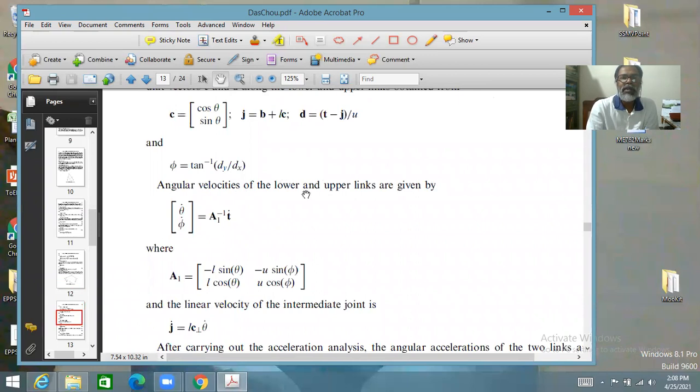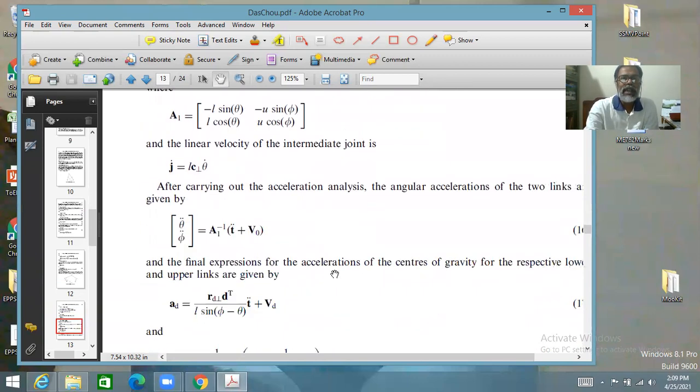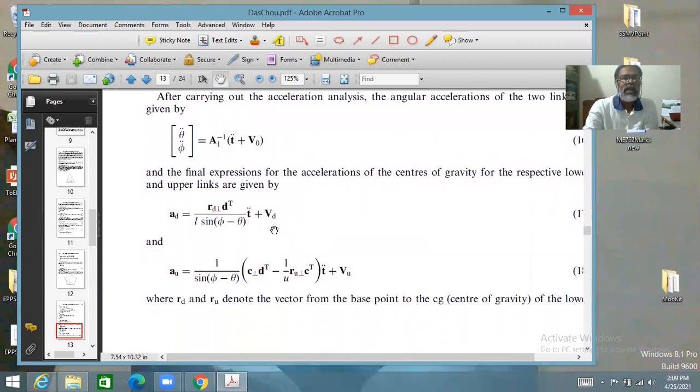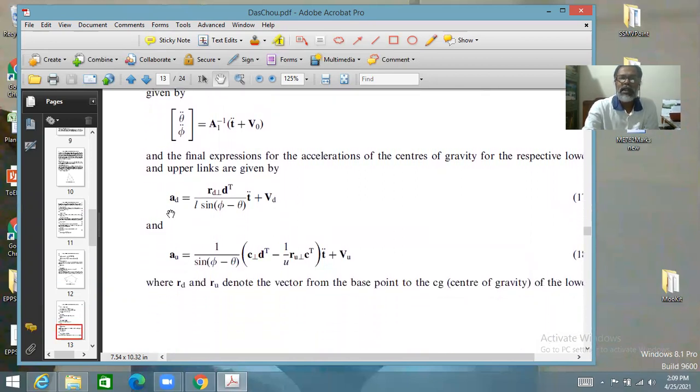So the angular velocities of the lower and upper links you can find out by 2R manipulator kind of analysis, which we know. Okay, this we have done earlier. So this is actually the serial bit. And then when you carry out the acceleration analysis similarly, like the 2R manipulator, you find out the acceleration of the CG of the lower part, and the acceleration of the CG of the upper part, in terms of the acceleration of the top connection point.